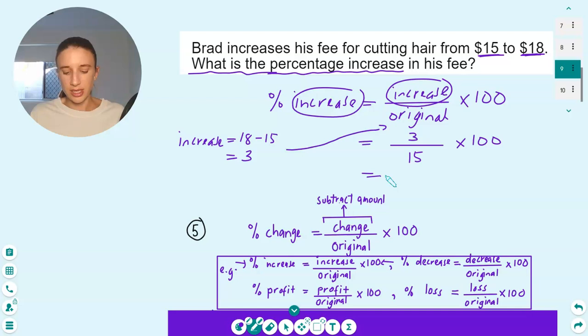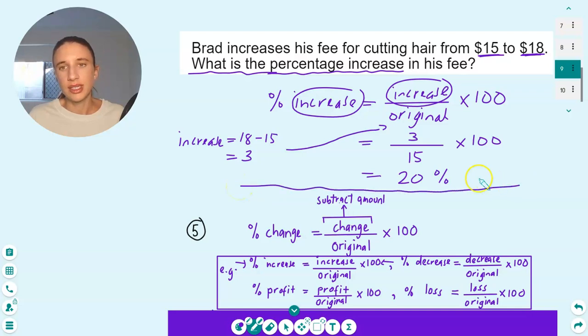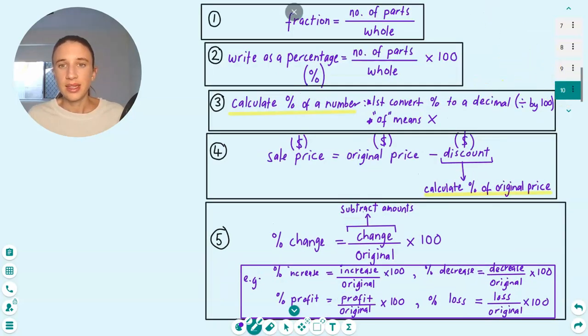3 over 15 times 100 is 20. And just always check whether you've answered your question. What is the percentage increase in his fees? Well, they want your number as a percent. Okay, so it's a 20% increase in his fees to go from $15 to $18. And yeah, these are the formulas that will help you.